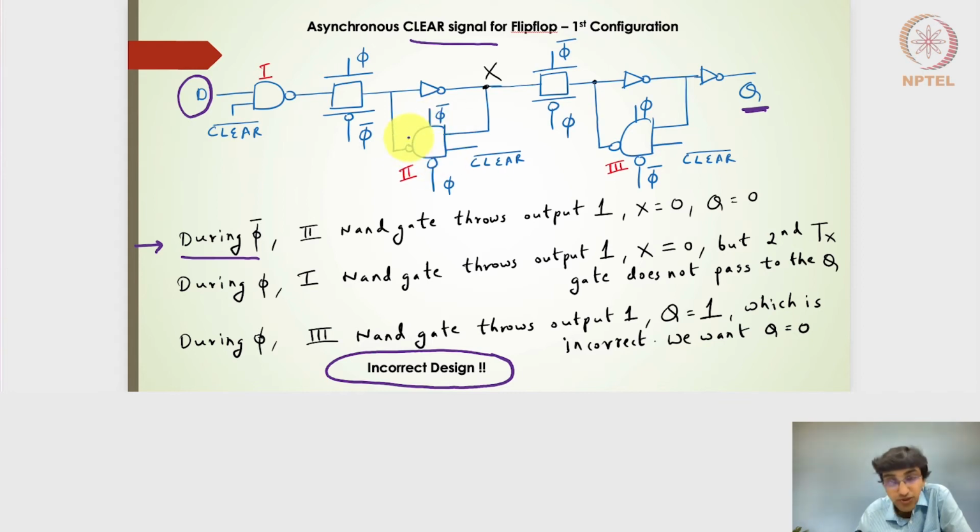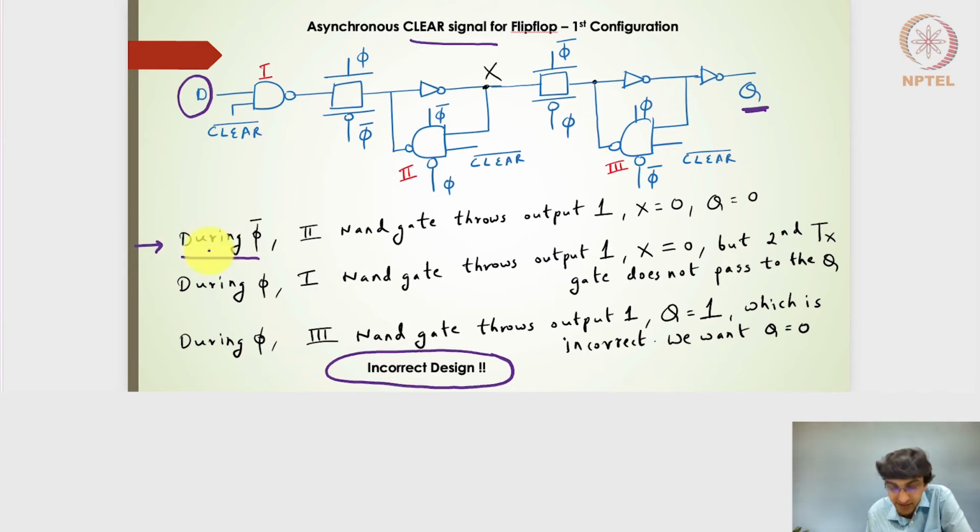When we inserted this clocked 2-input NAND gate, we got the asynchronous clear signal for the latch. With that understanding, I have put the clocked 2-input NAND gate in both the latch designs, so as to get the asynchronous clear signal for the flip-flop. But again, I'm just reiterating that it's an incorrect design. So let's see why it is an incorrect design.